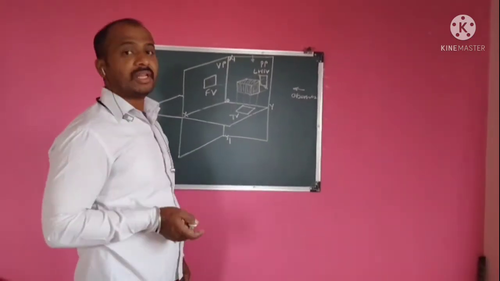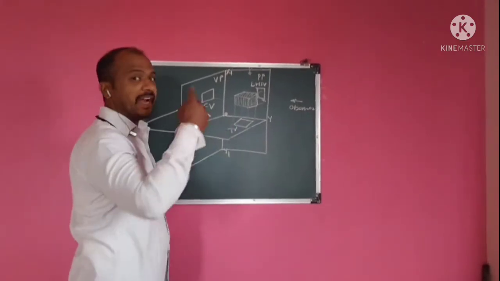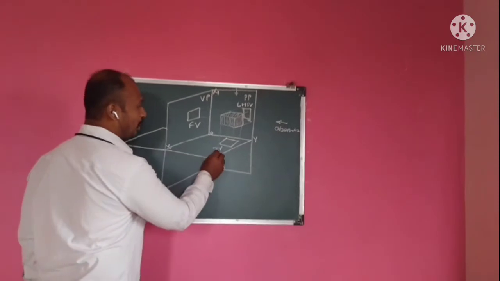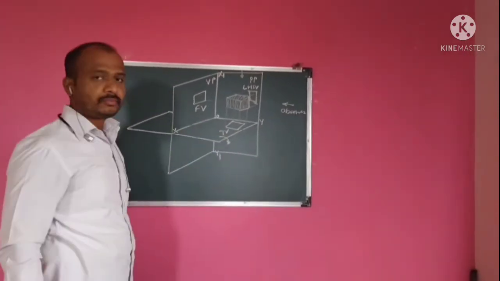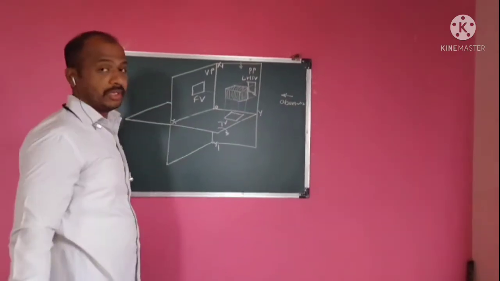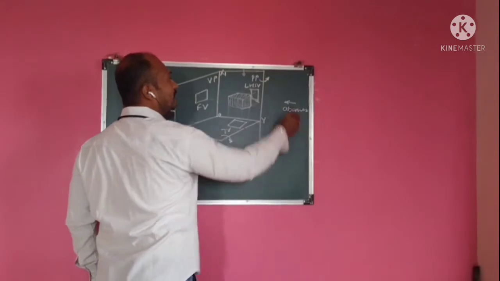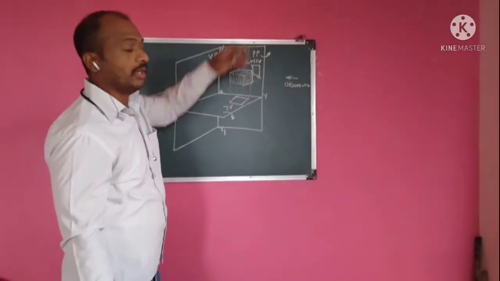Now, as I told you in the last lecture, after drawing this, we are going to rotate this HP by 90 degrees in the clockwise direction. This is the HP. Rotate this HP by 90 degrees in this clockwise direction. Then rotate this PP also in this direction by 90 degrees.